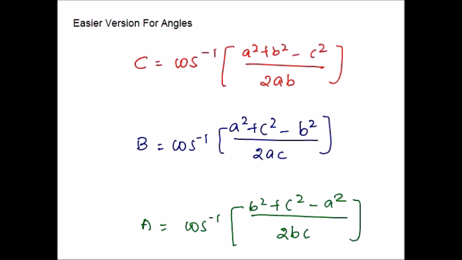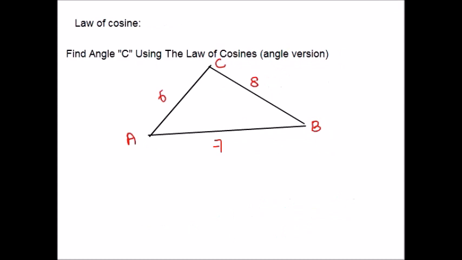Okay, let me draw the figure. In this triangle we know the three sides. A equal to 8, because this is the side opposite to A, so this would be small a. A equal to 8 and B equal to 6 and C equal to 7. Let us use the law of cosines, that is the angle version, to find the angle C.